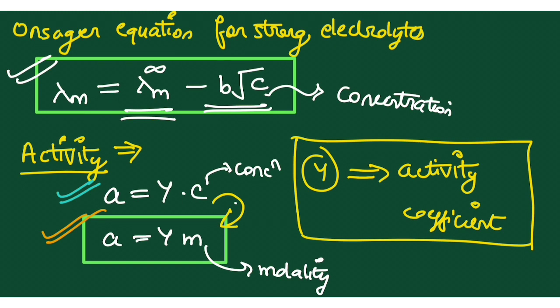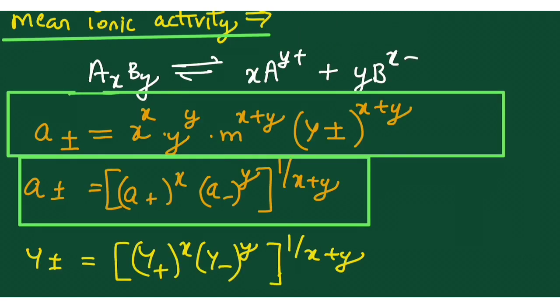Okay, clear? Now, the next question, which is very, very important, is mean ionic activity. This is very, very important for IIT JAM. I am literally saying very, very important. Okay, now suppose you have any electrolyte. The electrolyte will contain a cation and an anion.